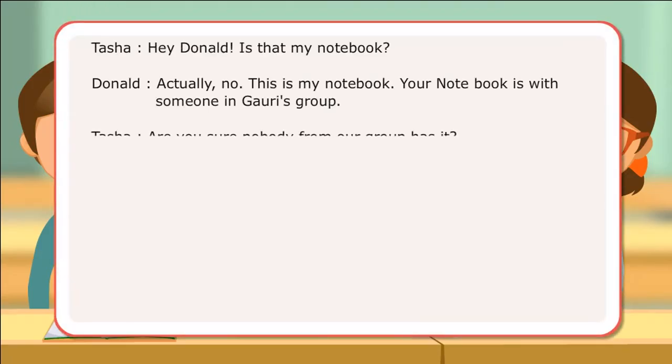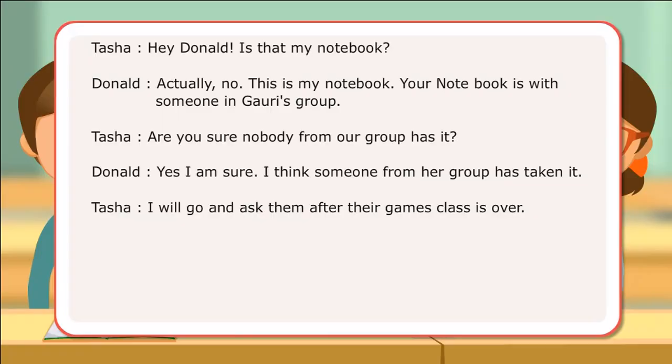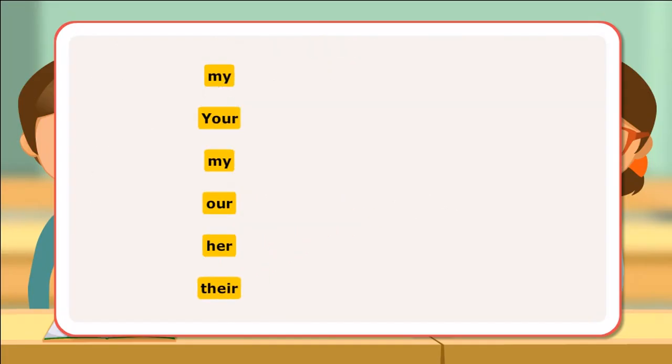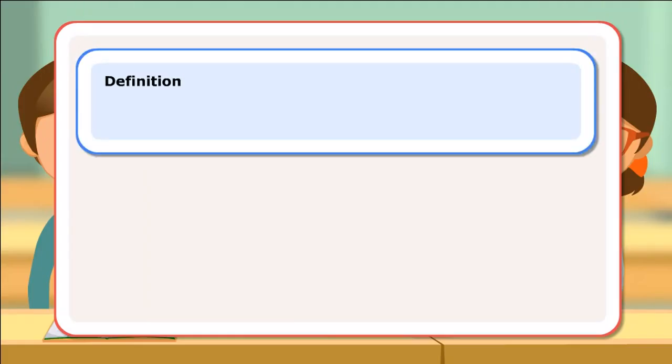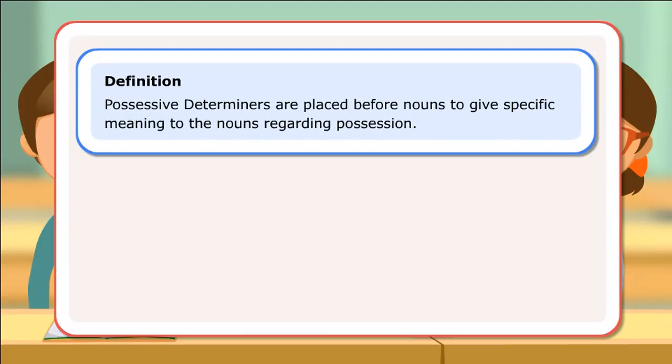In the dialogues, Tasha and Donald have used words that give information about the nouns that follow in terms of possession. The words my, your, our, her, their are examples of possessive determiners. Definition: possessive determiners are placed before nouns to give specific meaning to the nouns regarding possession. Let us look at few sentences.